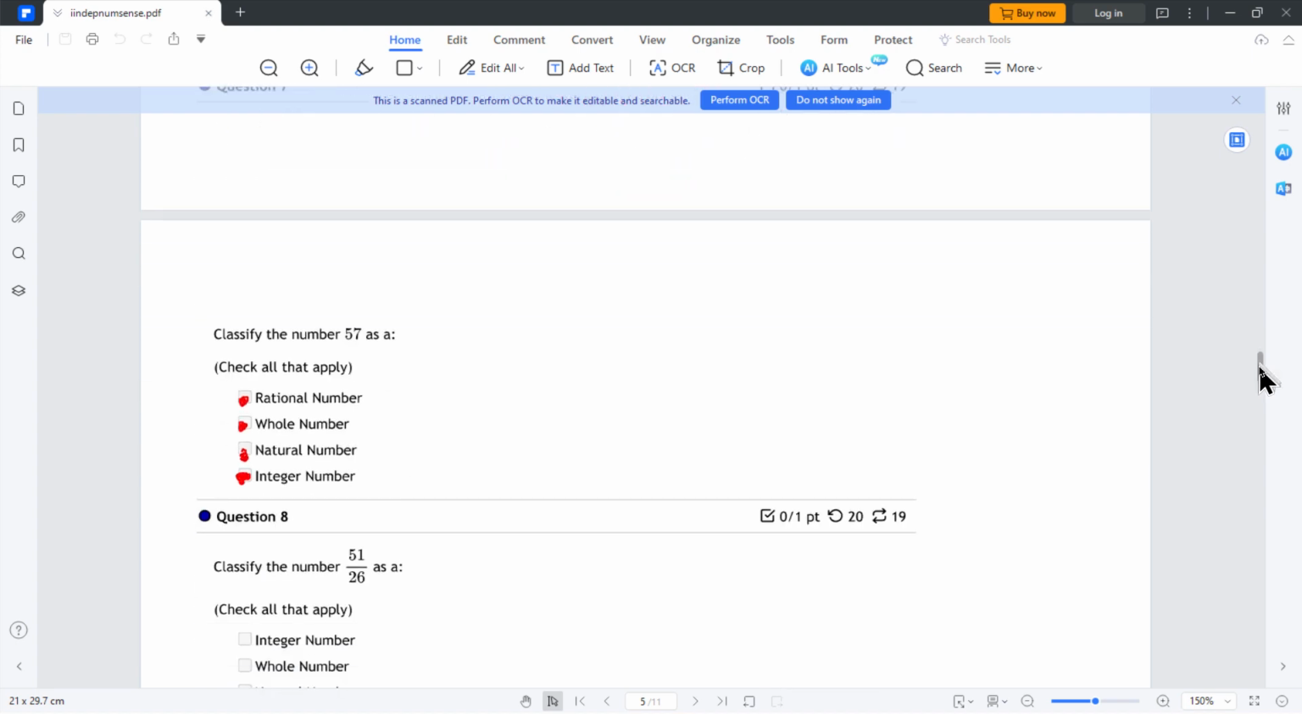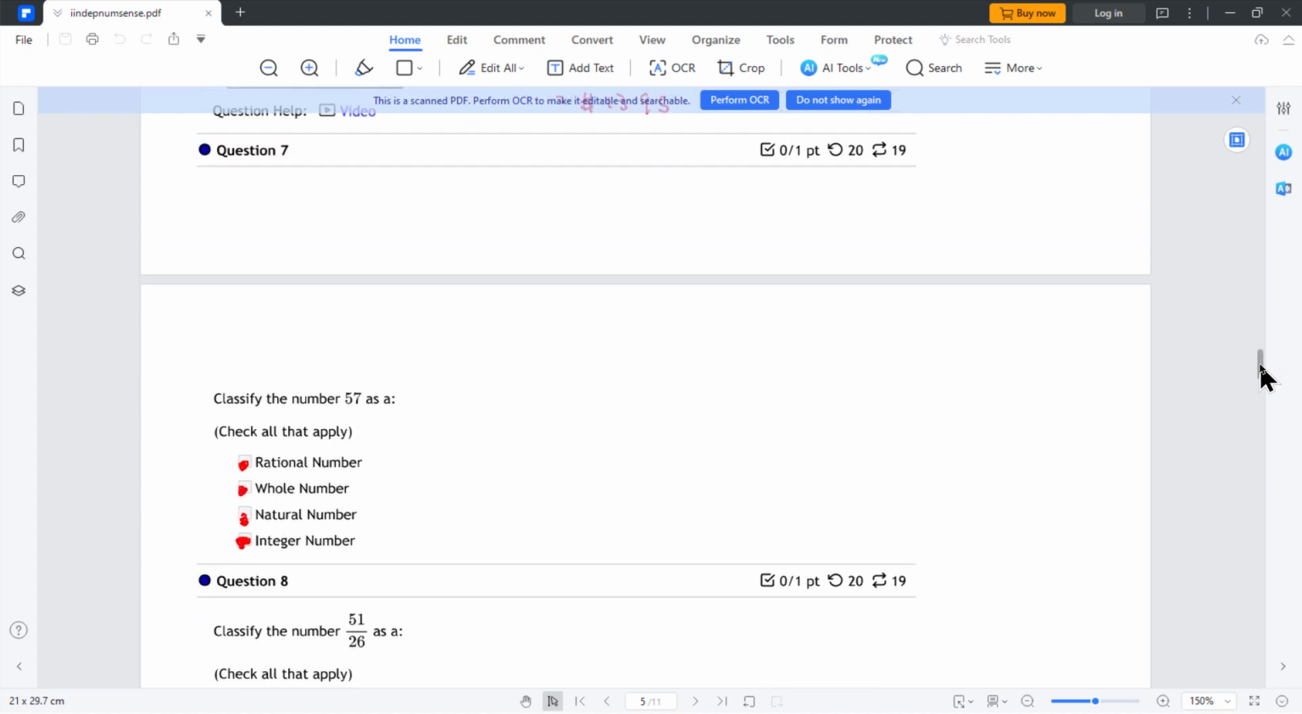That was number 6. Number 7. How do you classify number 57? Can it be written as a fraction? Yes. Is it a whole number? Yes. Is it a natural number? Yes. Is it an integer? Yes.